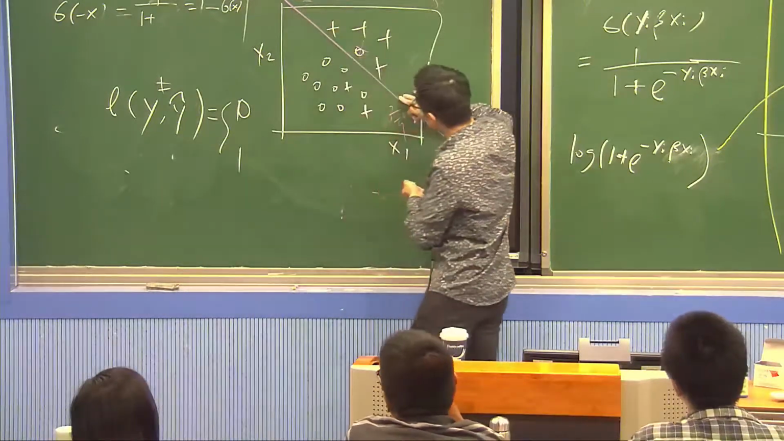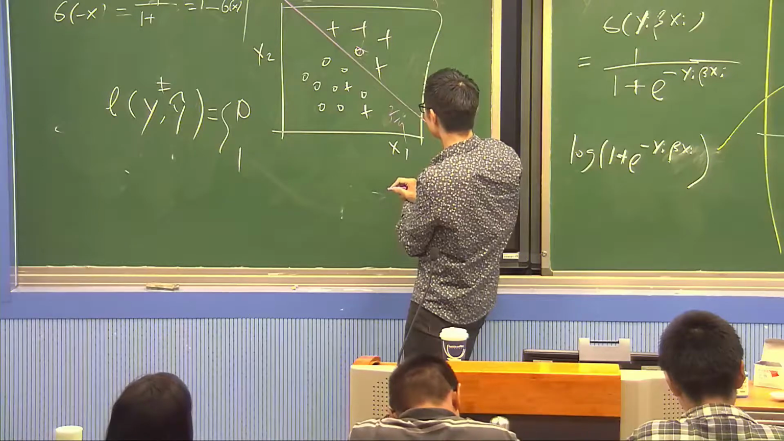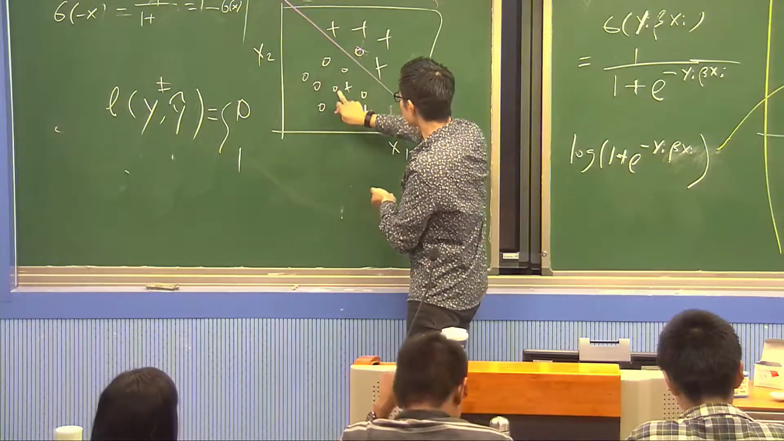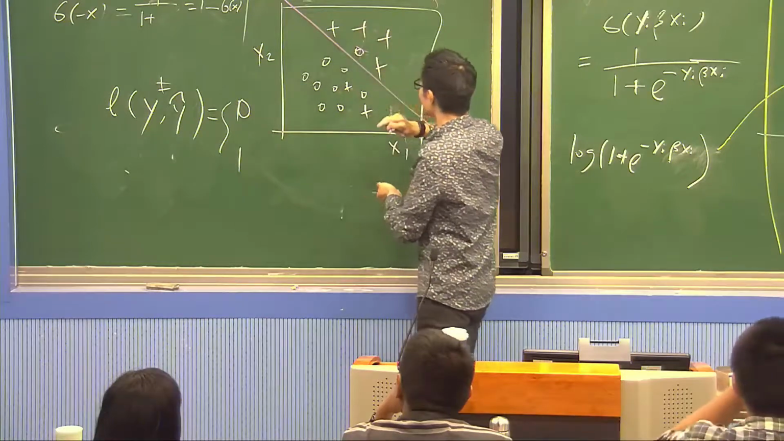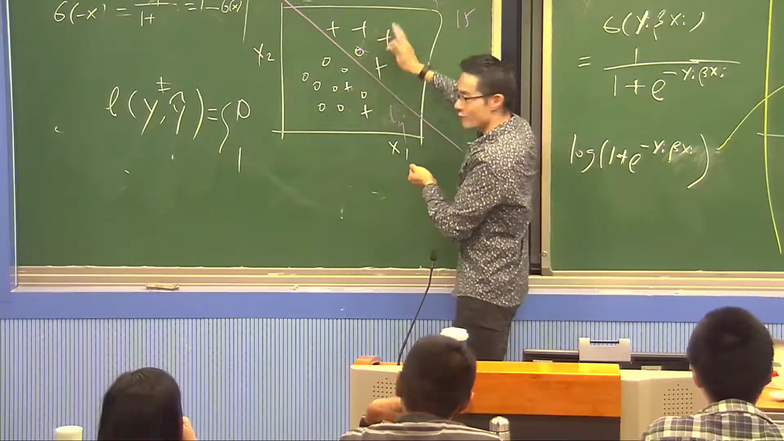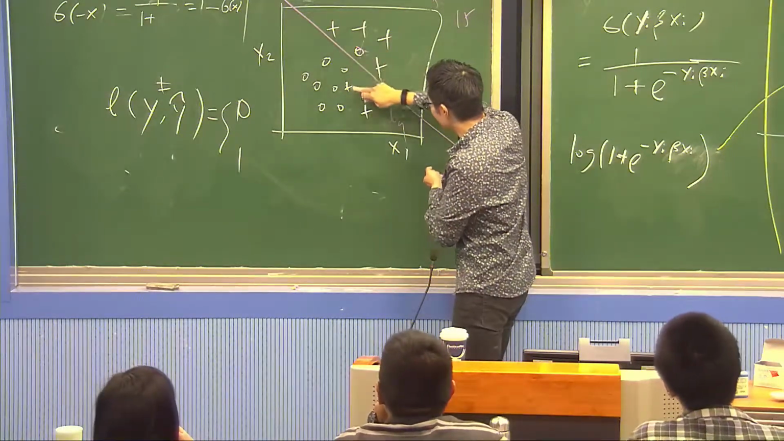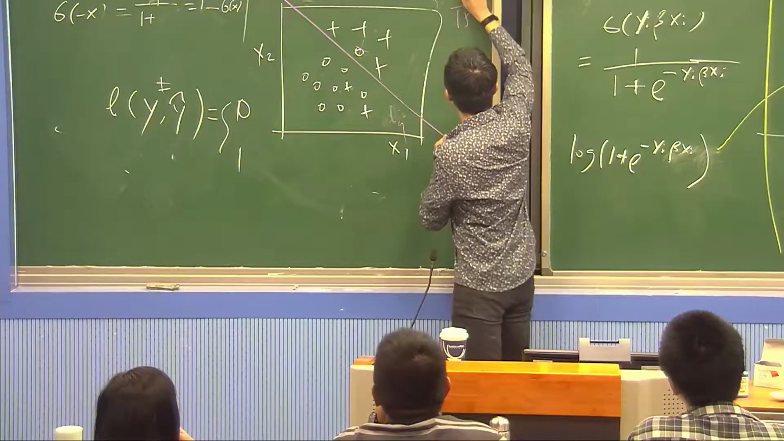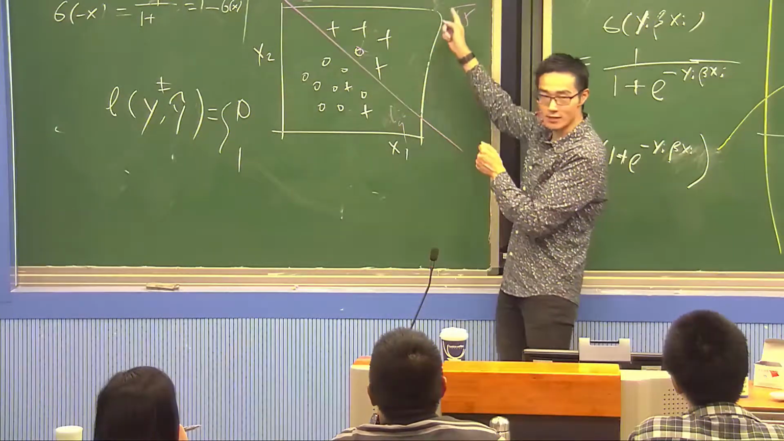So maybe this line. With this line, what is the total? 1, 2, 3, 4, 5, 6, 7, 8, 9, 10, 1, 2, 3, 4, 5. So 15, yes, I have 15 data points here. Now, out of these 15 data points, for this classifier, I make 1, 2, 3 errors. That's my error rate, and I want to minimize that.